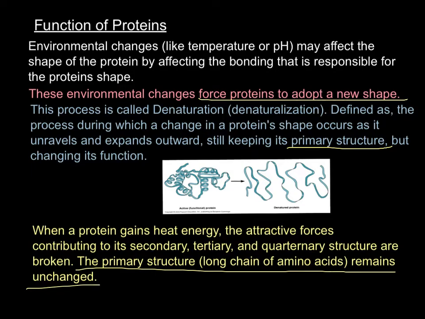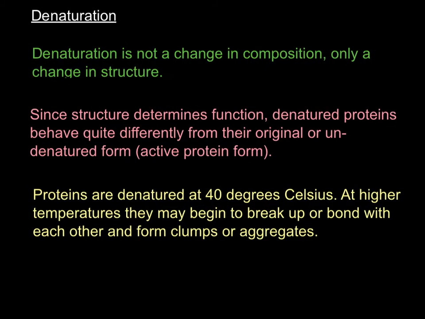Now, denaturation happens oftentimes when a protein gains heat energy. The attractive forces, aka those hydrogen bonds, start to break, and that protein starts to unravel and form a long chain of amino acids. Now, a little bit more about denaturation: it's not a change in composition, meaning your primary structure, how those amino acids are connected, stays the same, but the structure changes.